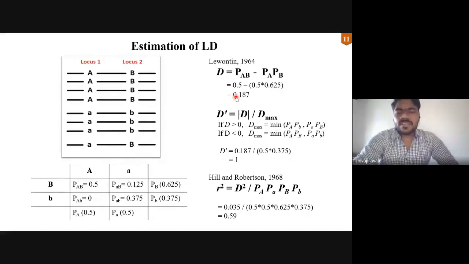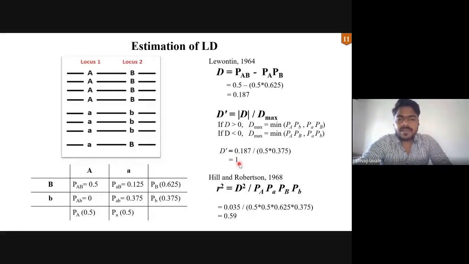So to remove this confusion, another measure was proposed, that was D prime, which is equal to D by D max. We know how to calculate D. What is D max? If D is greater than 0, as in this case, D max is the minimum value of any of these two values. So the allelic frequency of capital A and B will be less in this case. So this will be taken in the calculation, and when we calculate, it will be 1. So if D prime is 0, then LD is not there. If it is other than 0, LD is there.